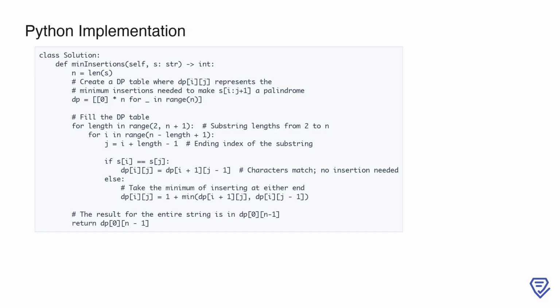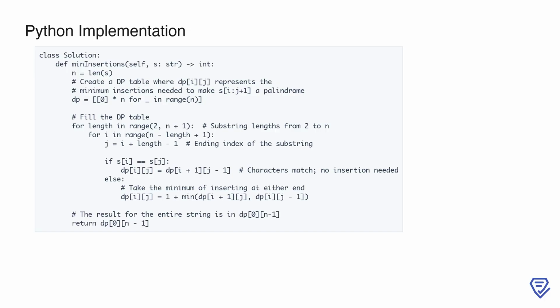We simply inherit the value from the inner substring s[i+1..j-1], i.e., dp[i+1][j-1]. If the characters at the ends do not match, we consider two options: adding a character to match s[i] at the end, or adding a character to match s[j] at the beginning. The minimum of these two options is taken, and 1 is added to account for the new character insertion.